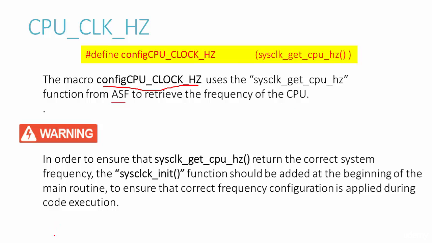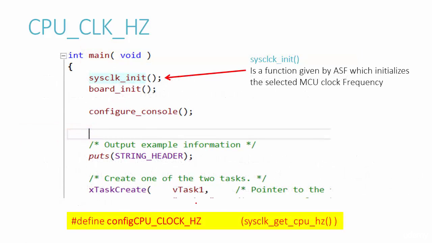All right, now there's a warning. In order to ensure that sysclk_get_cpu_hz returns the correct system frequency, the sysclk_init function should be added at the beginning of the main routine to ensure that the correct frequency configuration is applied during code execution. This is actually common sense, isn't it? Before you execute any function in your main source code, the first function must be sysclk_init.